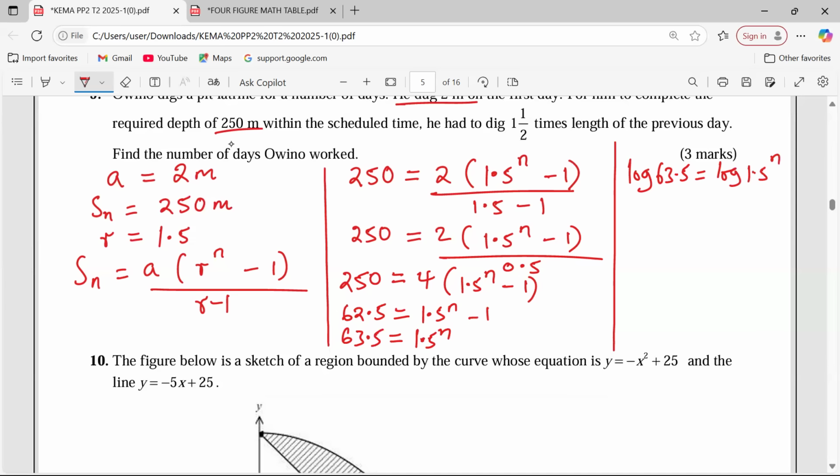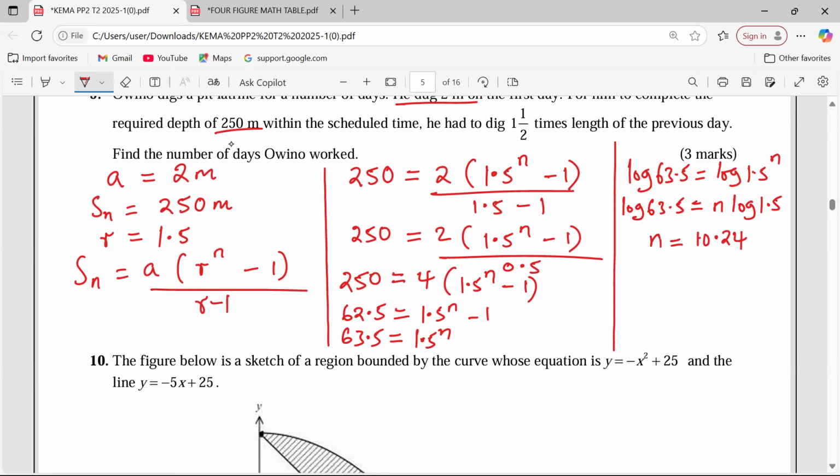So I will take you now back to the third law, which says we can drop the power here and have n times the log of 1.5. This is equivalent to log 63.5. To remain with n, we take the log of 63.5 divided by the log of 1.5. And this will give us 10.24.